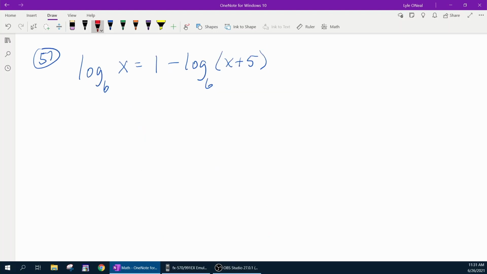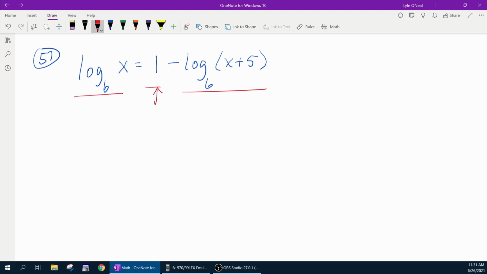All right, our last example in this lesson, number 57, and here I did save the best for last. Let's look at what we've got here. We've got 1, 2, 3 terms, and they do not all have a log. So this one being a constant is going to make this a little bit harder. Notice also that the logs are not on the same side of the equal sign.